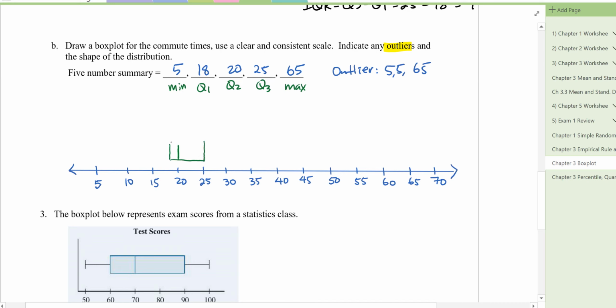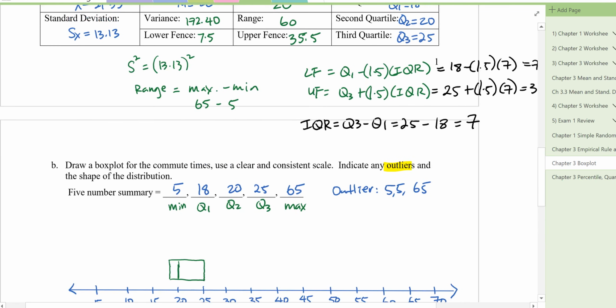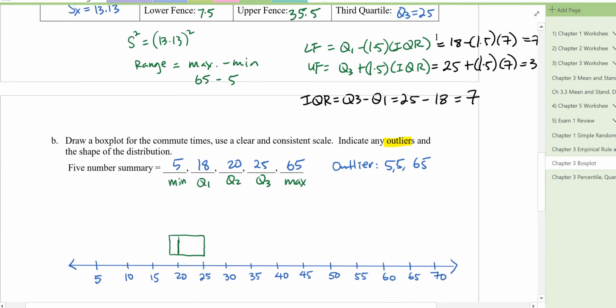So that is my box. I draw a box. Once I've done this, now I want to draw my fences first before I draw a whisker. So my fences, recall, my lower fence is 7.5. So at 7.5, I'm going to indicate my fence. 7.5 is somewhere here. And my upper fence is 35.5.